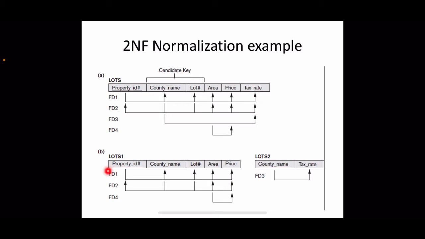So we have created two different tables, lots 1 and lots 2. In lots 1 we removed the tax rate from the original table. And we have placed it in another table together with the attribute which created the functional dependency. So FD3, county name determines tax rate, means county name is also added to the second table. So now both lots 1 and lots 2 are in 2NF.